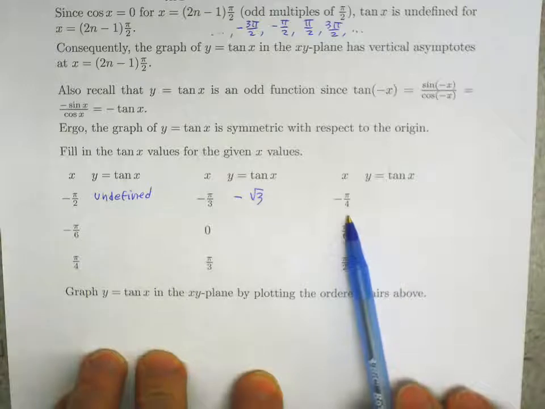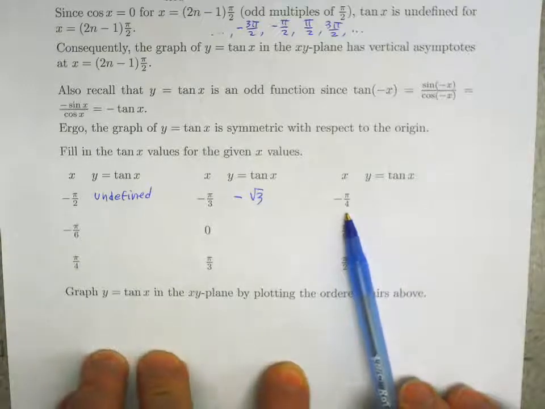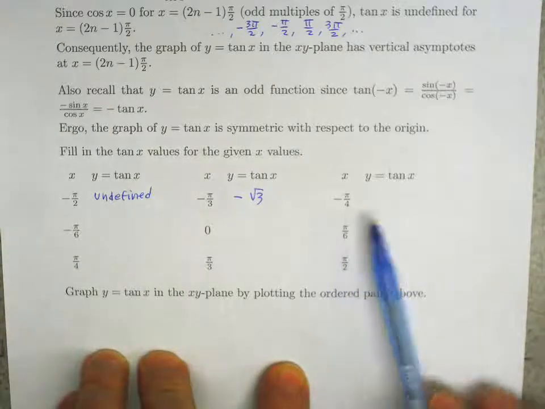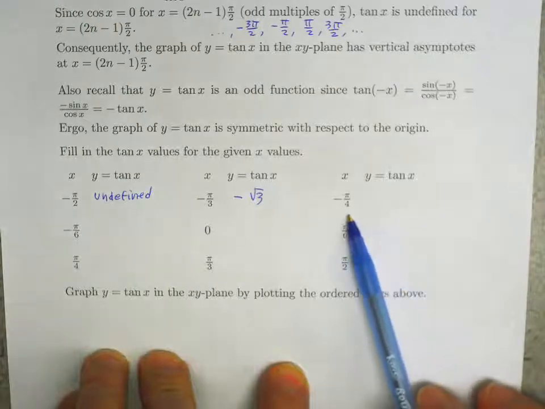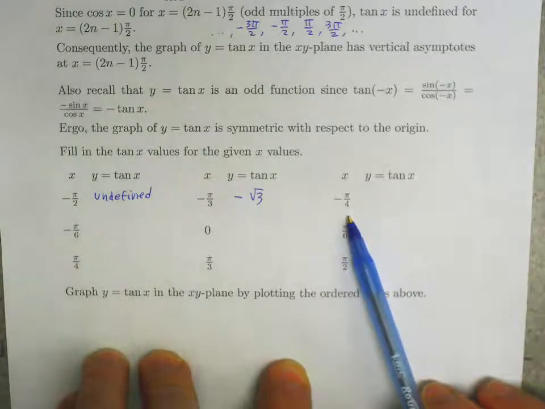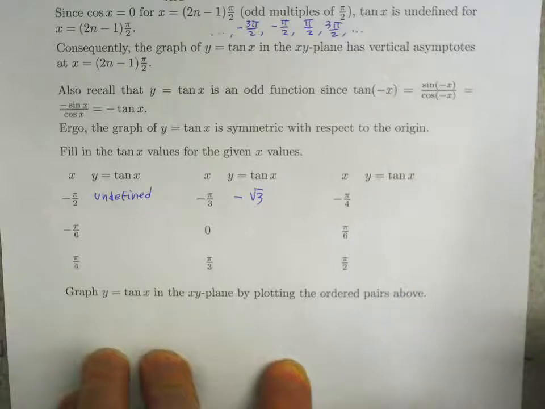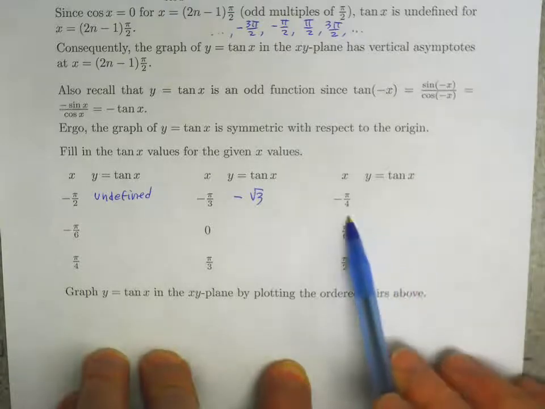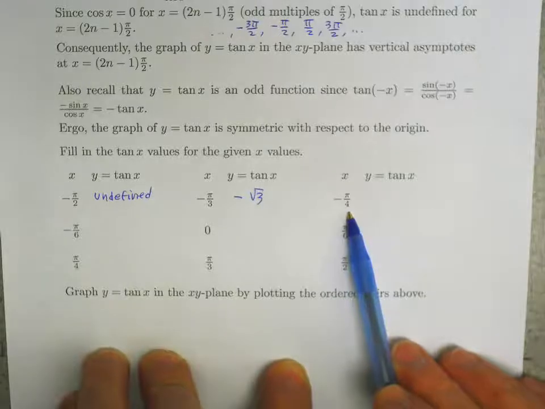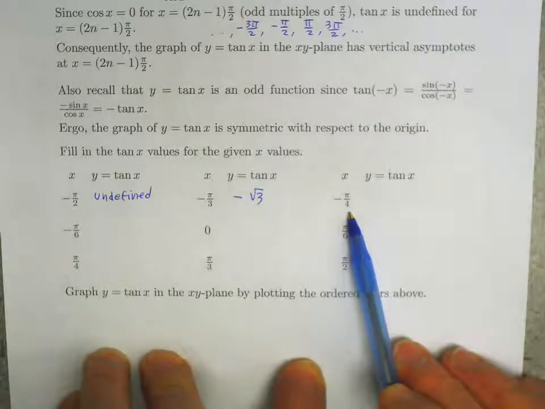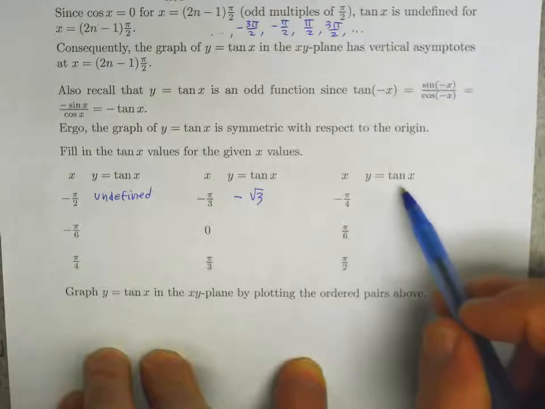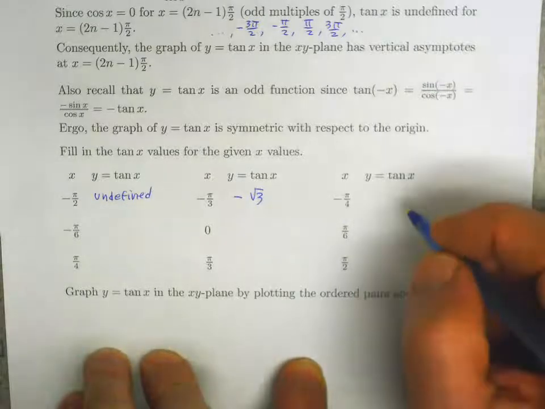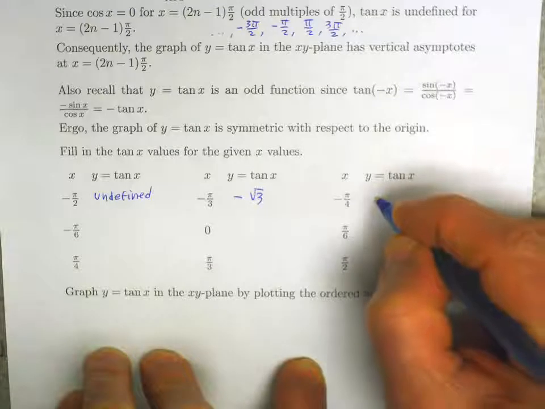Tangent of negative pi over 4, well, that's the same as sine of negative pi over 4, which is negative square root of 2 over 2. And the denominator cosine of negative pi over 4 is equal to cosine of pi over 4, which is positive square root of 2 over 2. So tangent of negative pi over 4 is equal to negative 1.